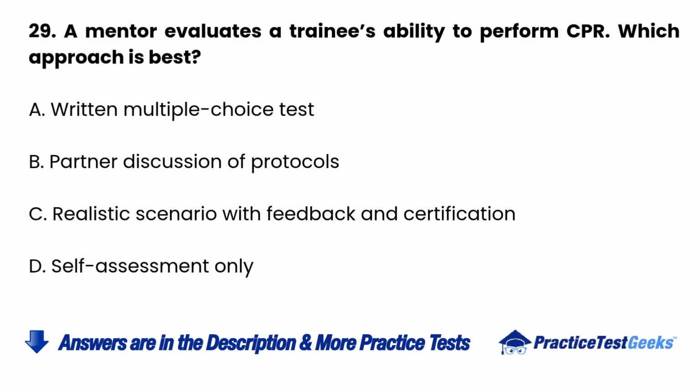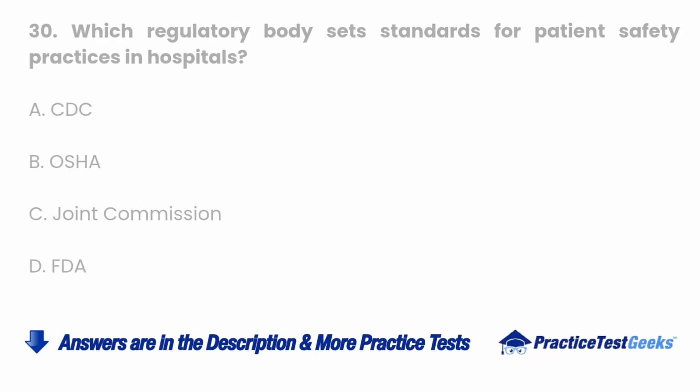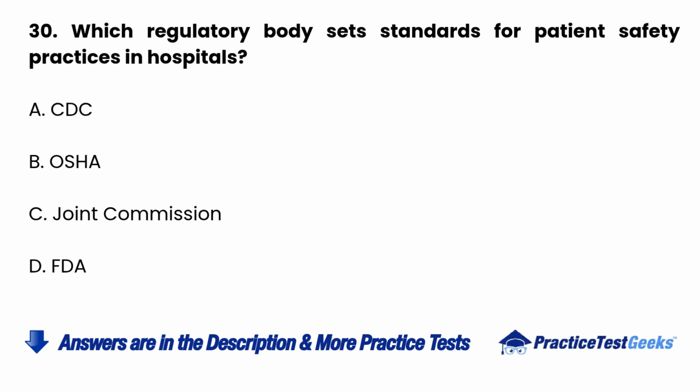29. A mentor evaluates a trainee's ability to perform CPR. Which approach is best? A. Written multiple choice test. B. Partner discussion of protocols. C. Realistic scenario with feedback and certification. D. Self-assessment only.